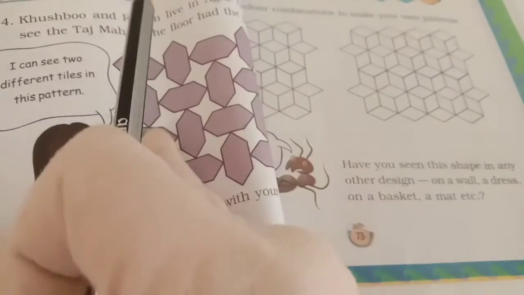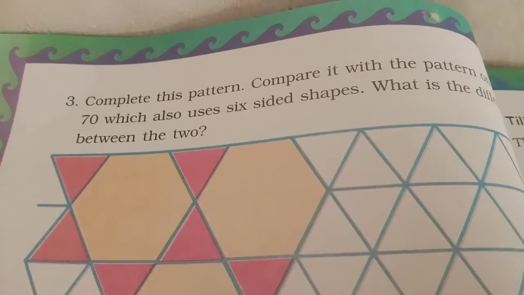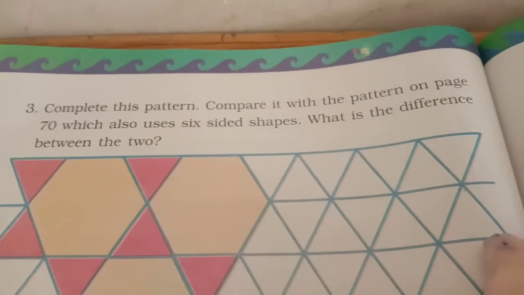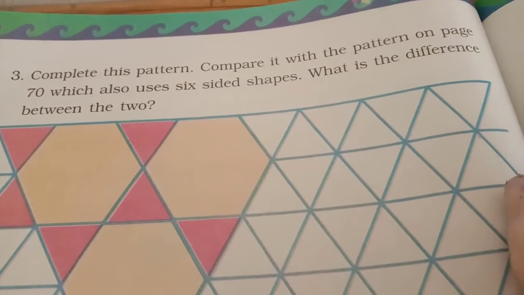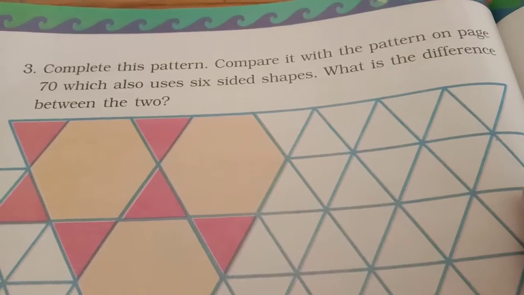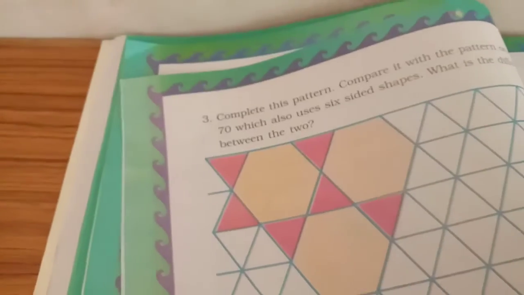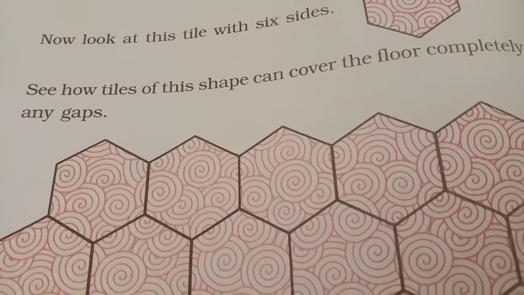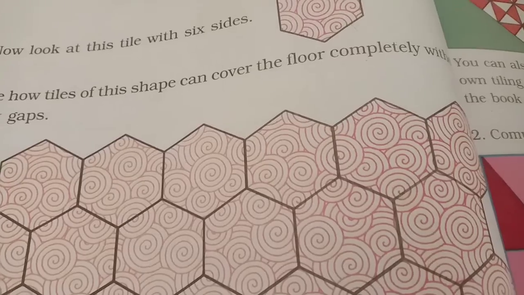Now next, complete the pattern. Compare it with the pattern on page 70, which also uses six-sided shapes. What is the difference between the two? Okay, this is page number 72. Here we have this type of pattern, and the same on page 70 also has a pattern, but in that pattern the tiles fit to each other.